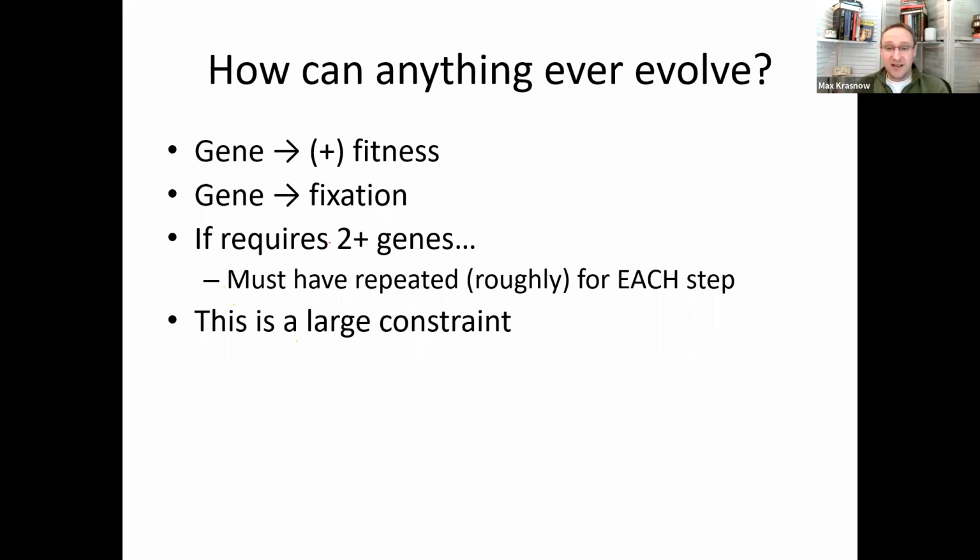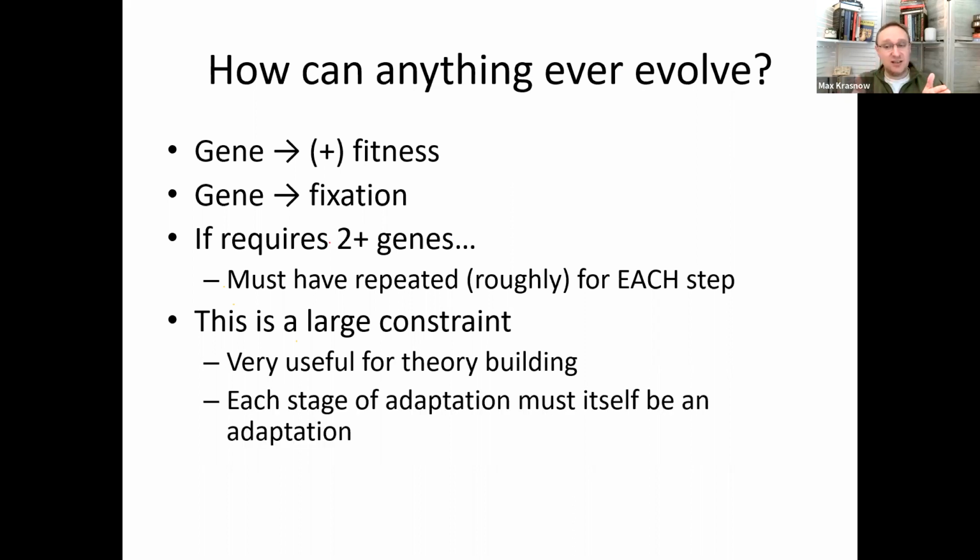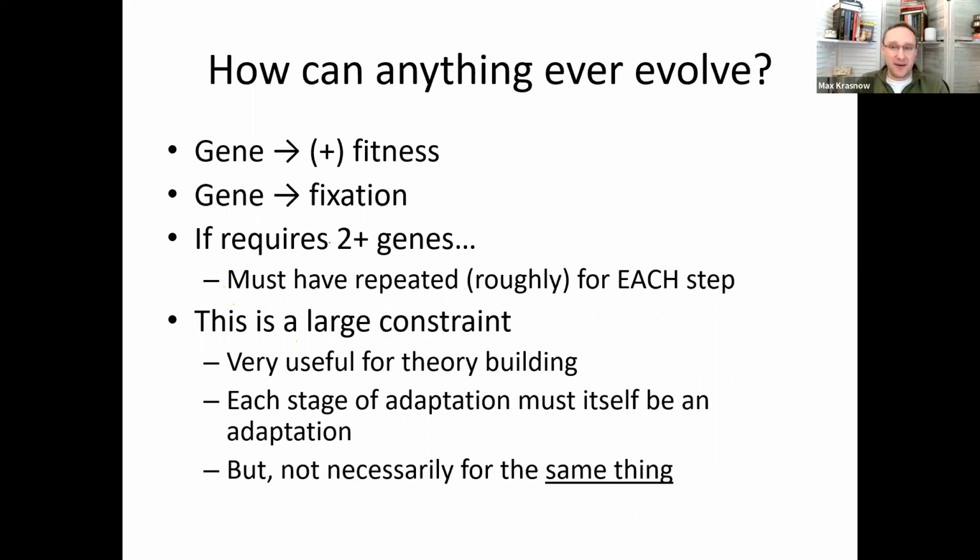The upside here is that we now have a powerful new tool for testing between different theories of adaptations, because adaptationist theories are going to be more plausible, more likely to be true, if you can identify each transition in the evolutionary history of that adaptation as itself an adaptation. But at this point, we also need to remember that each of those stages in that evolutionary history doesn't necessarily have to be in response to the exact same adaptive problem. Or said another way, they don't have to be adaptations for the same thing.